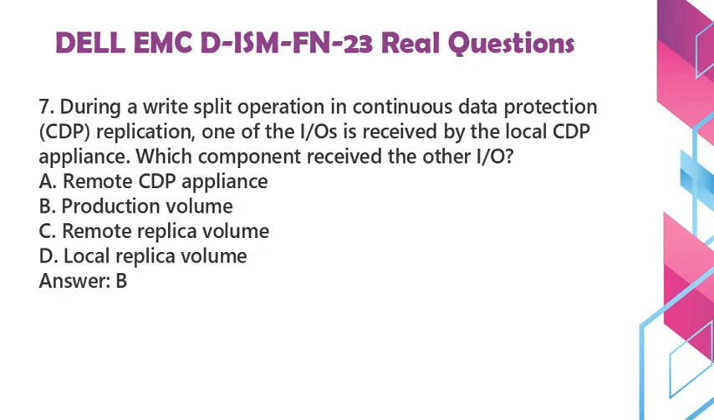7. During a write-split operation in continuous data protection, CDP, replication, one of the I/Os is received by the local CDP appliance. Which component received the other I/O? A. Remote CDP appliance. B. Production volume. C. Remote replica volume. D. Local replica volume. Answer: B.